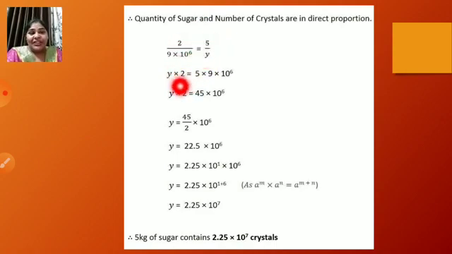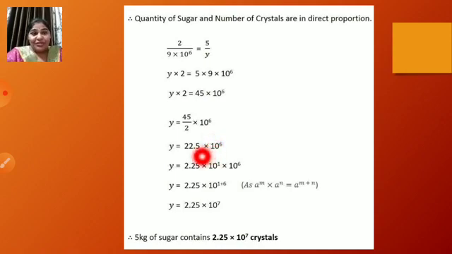It is cross multiplication. Y multiplied by 2 on the left hand side will be equal to 5 multiplied by 9 into 10 to the power 6, which is nothing but 5 9s are 45 into 10 to the power 6. Then the 2, we will transpose it to the right hand side. It will be 45 upon 2 multiplied by 10 to the power 6. That is y is equal to 22.5 into 10 to the power 6. When you solve this, children, either you keep 22.5 into 10 to the power 6 or convert it as 2.25 into 10 to the power 7. Okay, so 5 kg of sugar contains 2.25 into 10 to the power 7 crystals.